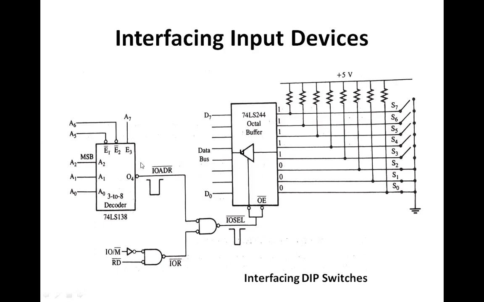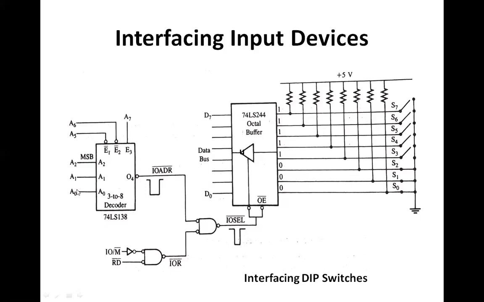So for enabling this 3 to 8 decoder, it is necessary that A7 should be 1. For enabling E2, A6 should be 0, and A5 should be 0. So A7 should be 1, A6 0, A5 0. Since A3 and A4 are not being used, we consider these also as 0. So A7 1, A6 0, A5 0, A4 0, A3 0.